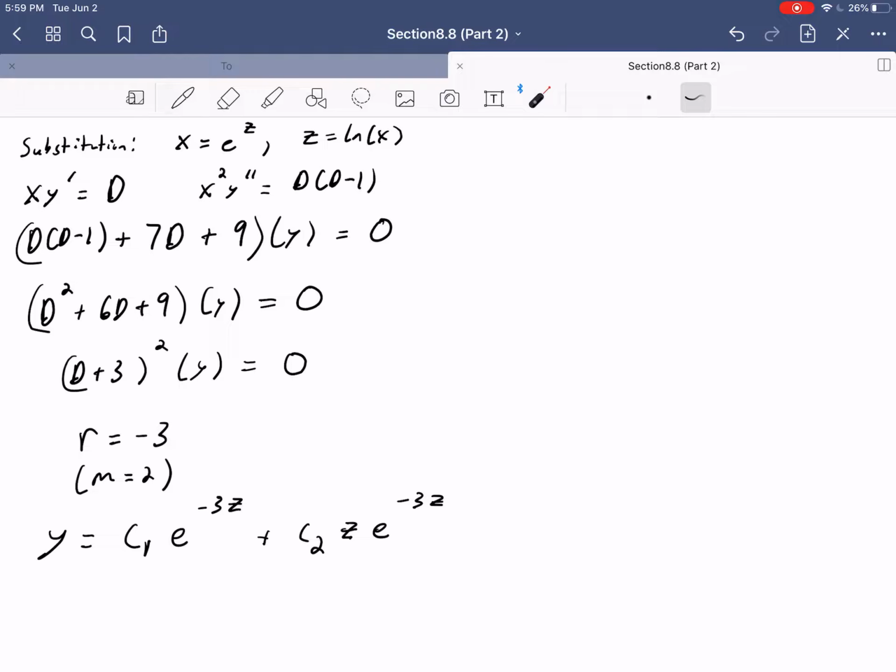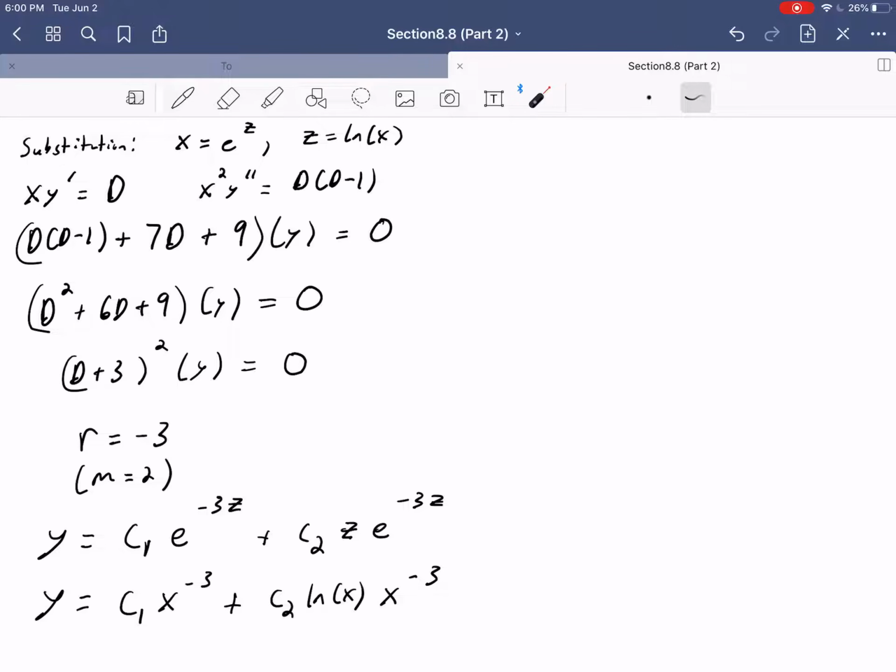Okay, now we can undo our substitution. You can recognize that these are really e to the z to the minus 3, if you like, so that you can actually think about these as x to the negative 3, and this being an ln x. Or you can just directly plug this in and simplify. Either way, you should get y equals c1 x to the minus 3 plus c2 ln x times x to the minus 3. There we go. There's our general solution to this Cauchy-Euler differential equation.